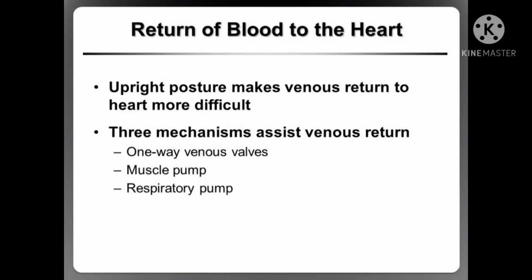Return of blood to the heart. Upright posture makes venous return to the heart more difficult. So there are 3 mechanisms that assist venous return. First is the one-way venous valves. Second is the muscle pump. Third is the respiratory pump.